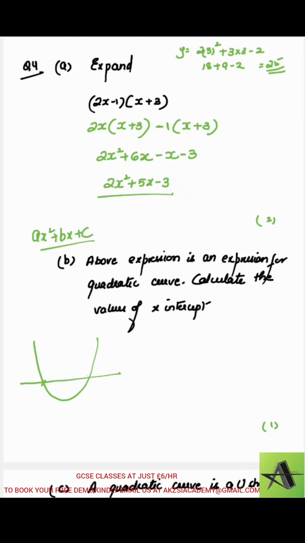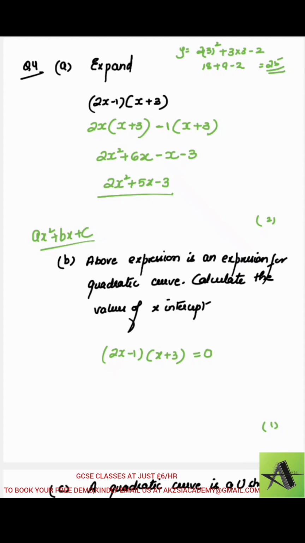Wherever it cuts the x-axis, you will get the values of the x-intercept, and in the case of quadratics, you will get two different values of x. Well, we already have the factorized version of it, which is 2x minus 1 times x plus 3, equals 0. In order to calculate the x-intercept, we always equate our equation to 0, or you can say we make y 0, because on your x-axis, y is always 0.